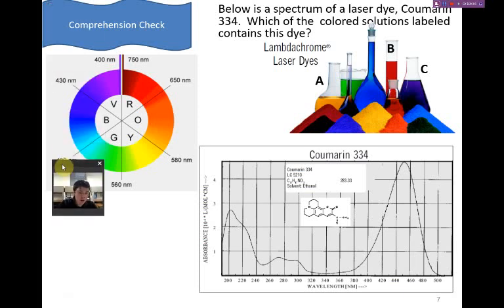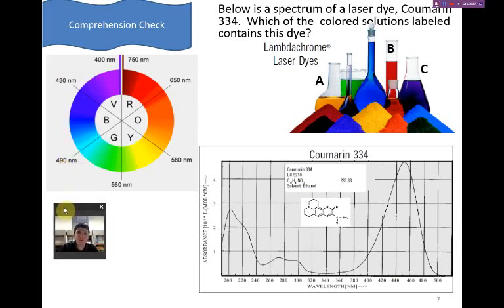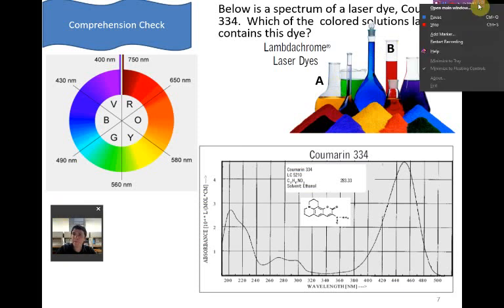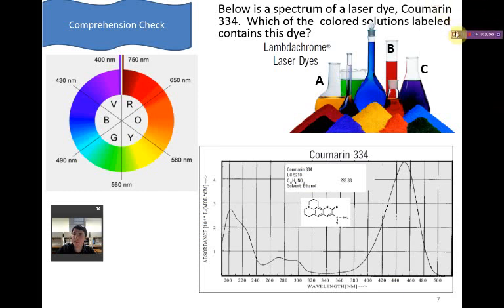All right, so let's do a comprehension check. Let's see if you can figure this out on your own. Below is the spectrum of a laser dye, coumarin 334. Which of the solutions that are labeled there, A, B, or C, would contain this dye? Go ahead and pause the video and try this on your own.